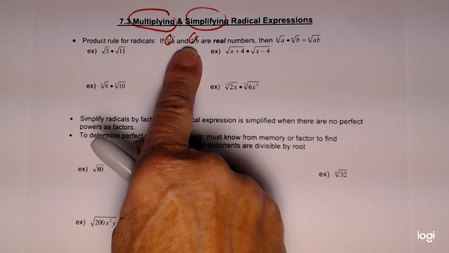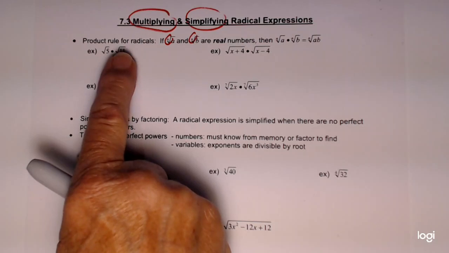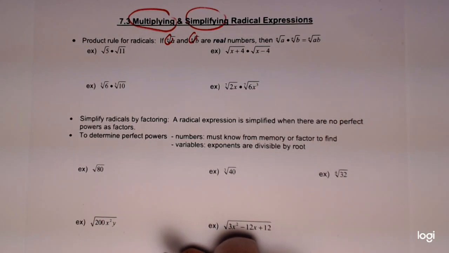The other consideration is that what's sitting under the radical has to be real numbers. And this pertains particularly in the case of square roots. We can't have negative numbers under a square root. We know that that is going to be, well, we don't know yet, but that's going to be an imaginary number. So in order to do this multiplication, the roots have to be the same, and then we simply multiply what's sitting under the radical.